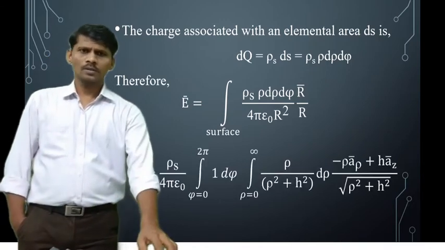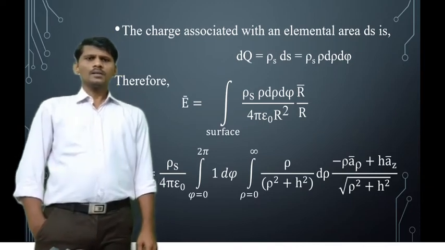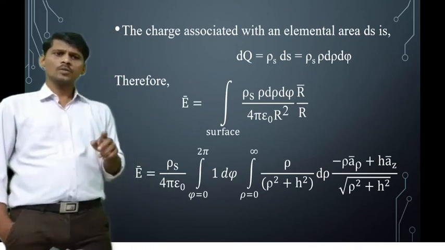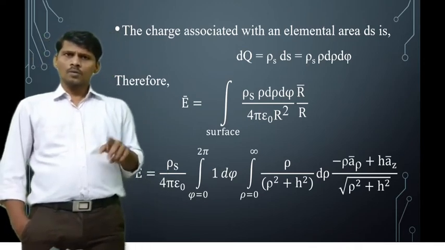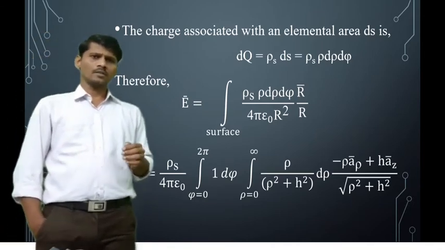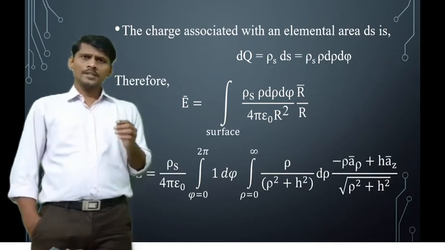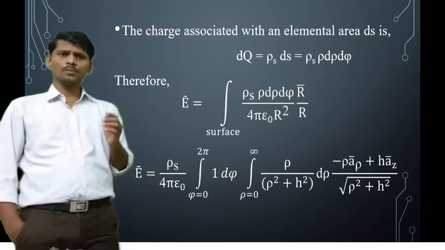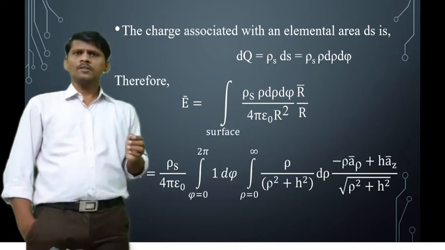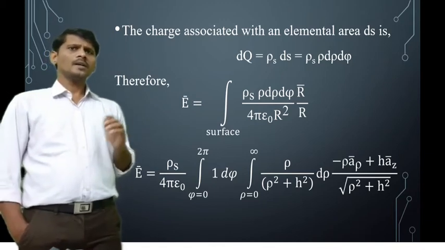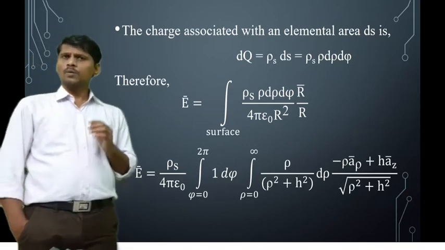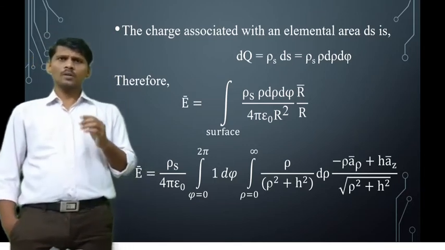So from the figure, capital R bar is equal to minus rho a_rho bar plus h a_z bar by square root of rho square plus h square. That is equal to the surface integral, which means there are two integrals. Here the integral varies with respect to rho and with respect to phi. So because of that, the surface integral means there are two integrals, d rho and d phi. Separately arranging the integrals of rho and phi, that is equal to rho_s by 4 pi epsilon naught integral 1 d phi.